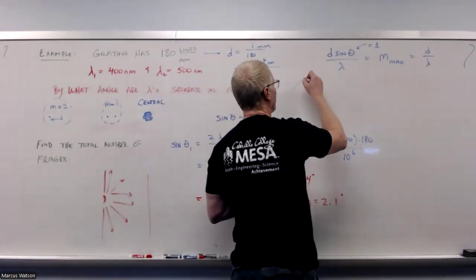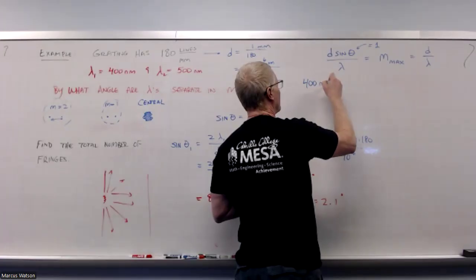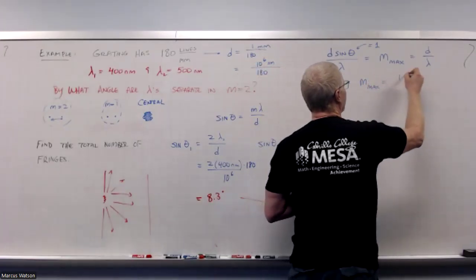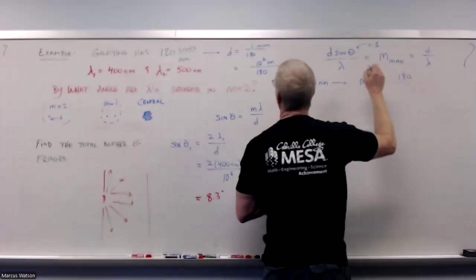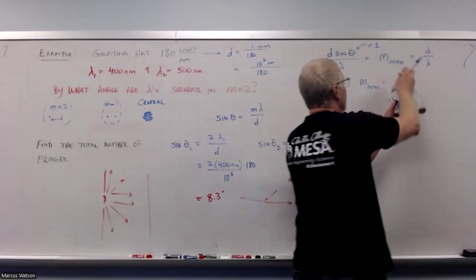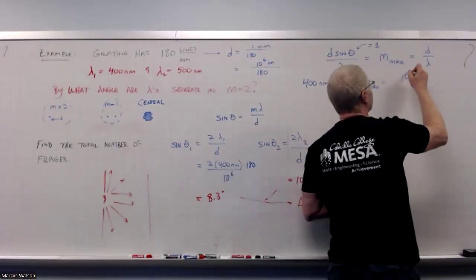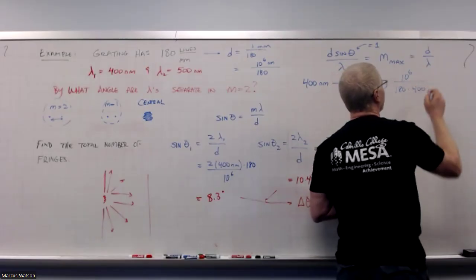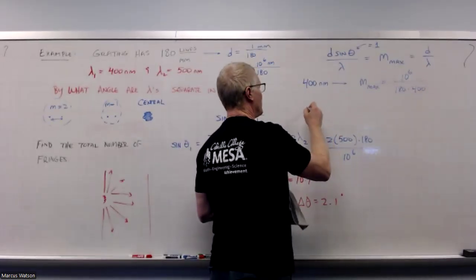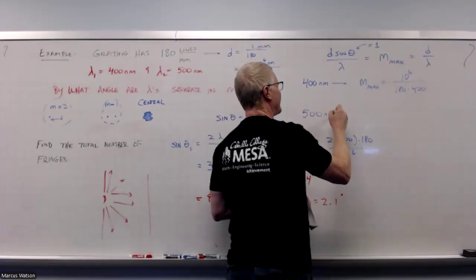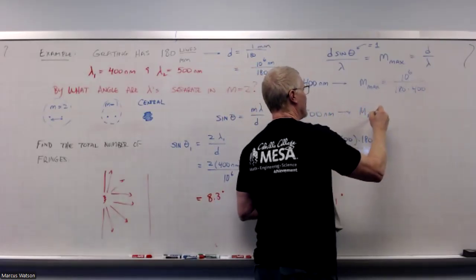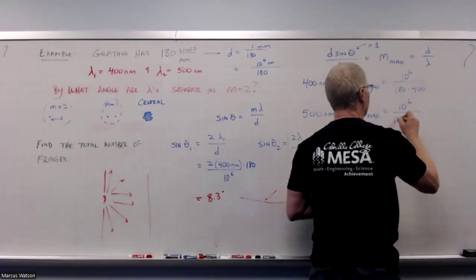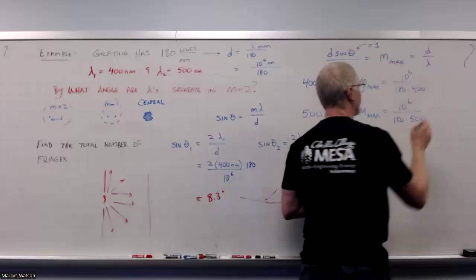So for 400 nanometers, we could use m maximum equaling 10 to the 6th divided by 180 and also a 400 down here. And if I looked at the 500, I'd find the exact same thing: 10 to the 6th divided by 180 and now multiplied by 500, like that.